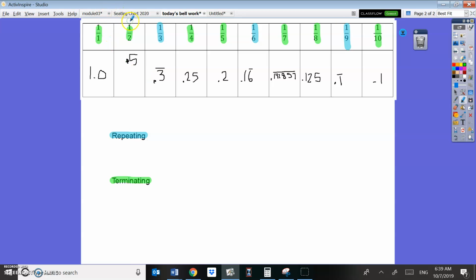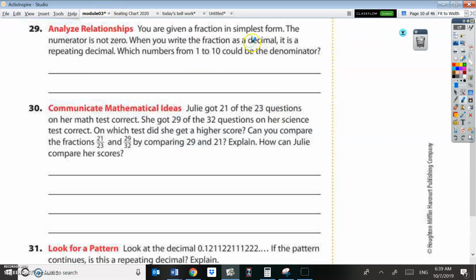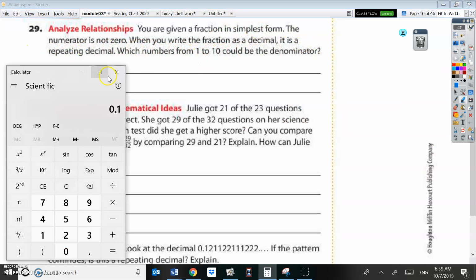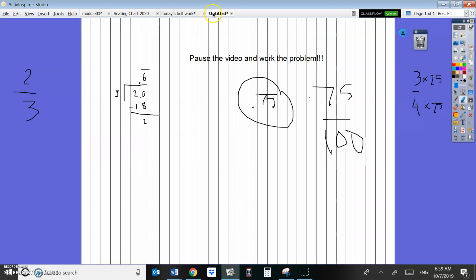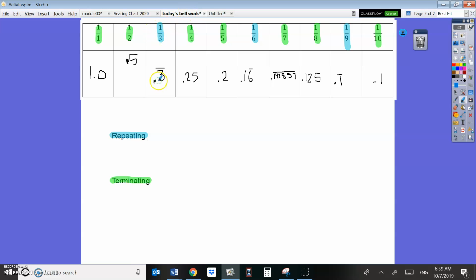Okay, so this problem wants us to look at the repeating decimals. It is a repeating decimal. Which numbers from 1 through 10 could be the denominator? So look here. Looks like it could be 3, 6. I messed up that one. That one should be repeating. Repeating there. So 3, 6, 7, 9.